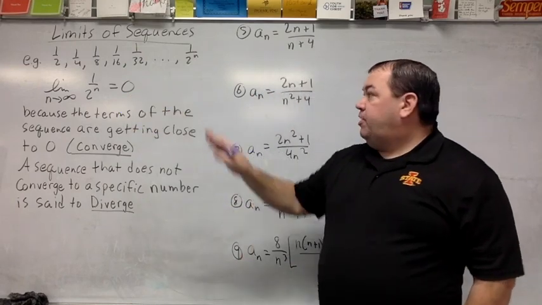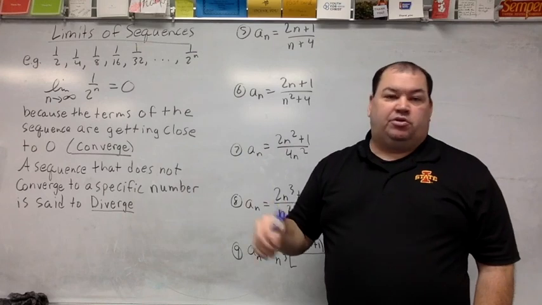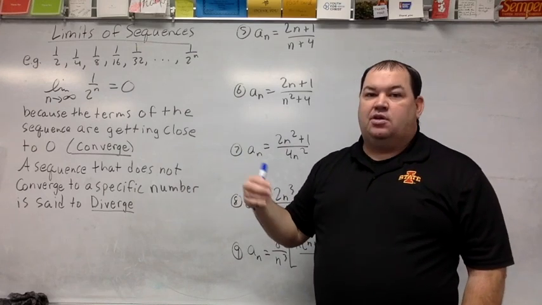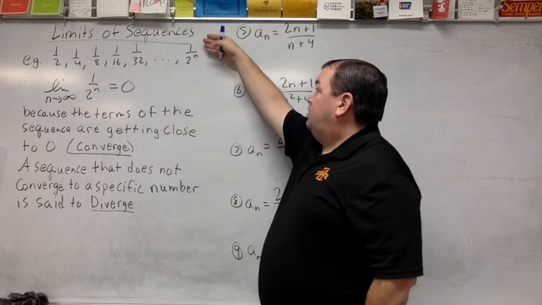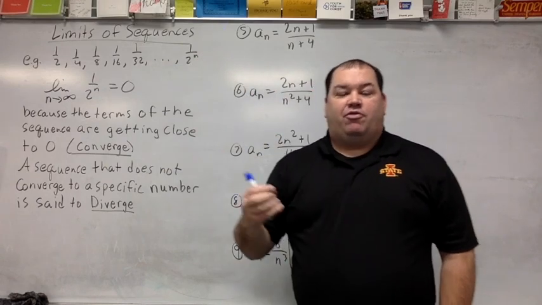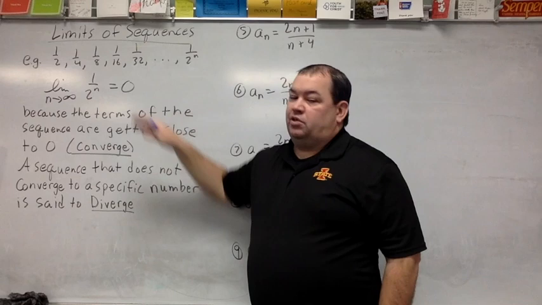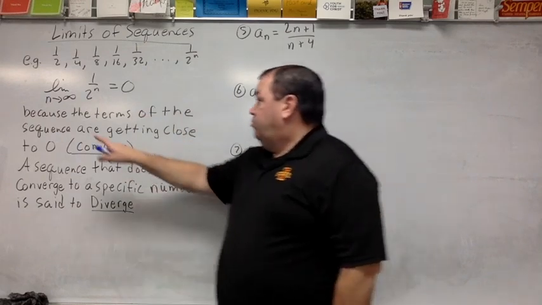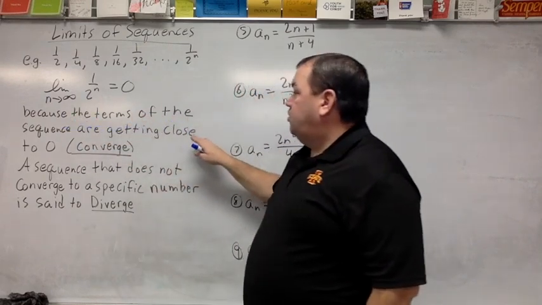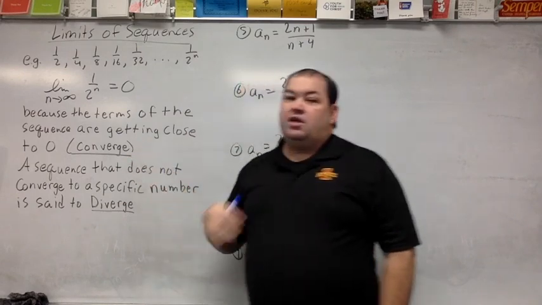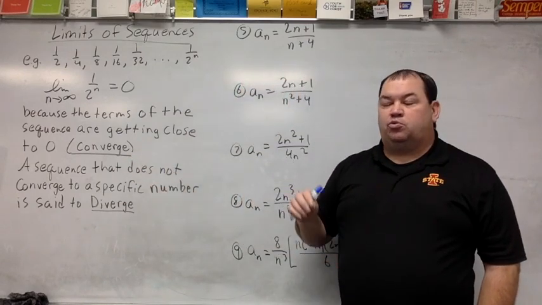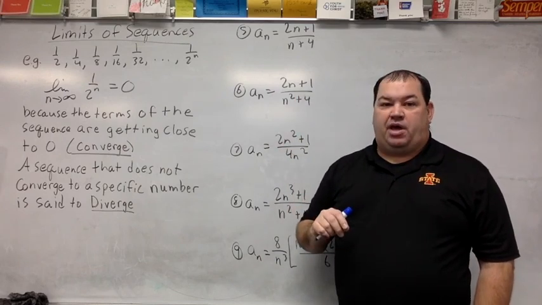And we're not talking about these smaller numbers. Think big numbers. Think 1,000, 10,000, million. If I take 2 to the millionth power and take 1 divided by that, I have a very small number that's essentially 0. Now, because the terms of this sequence are getting closer to a number, we say that they converge. And we've used this language when we've studied sequences in the past.